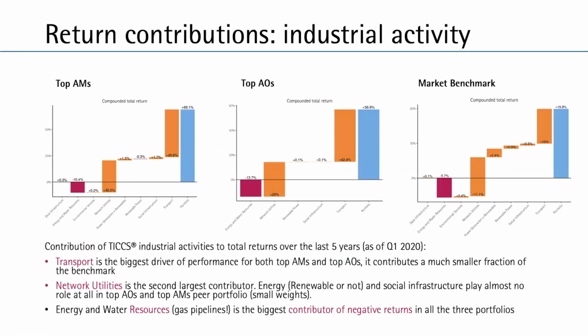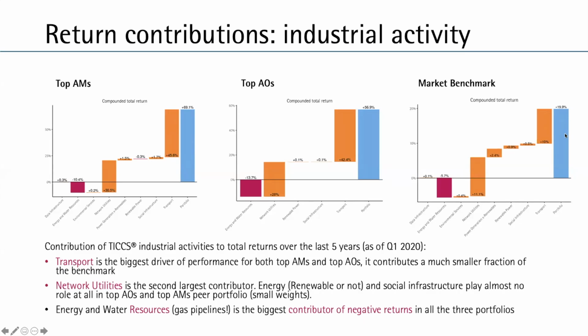Now we can do the same analysis by industry types. This is in line with the business risk that we can decompose the portfolio returns over 5 years on a compounded basis. We notice that transport sector is the biggest driver of performance for both top asset managers as well as top asset owners, but it contributes a much smaller fraction of the benchmark.